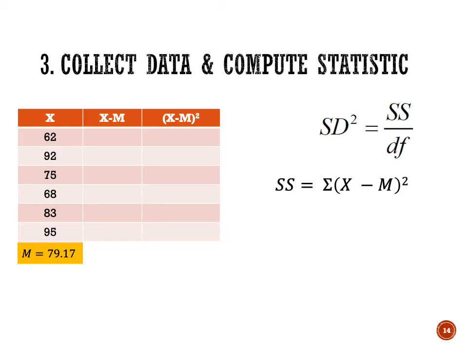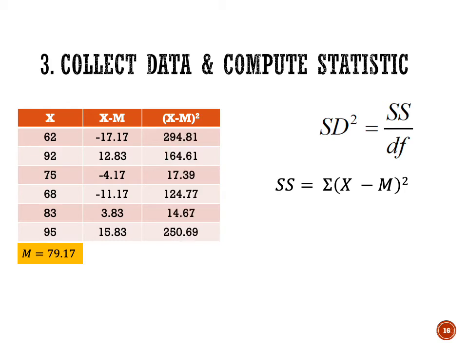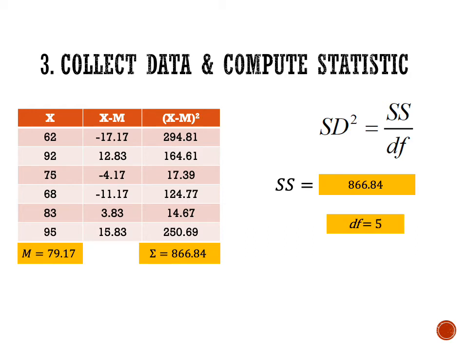We're going to take each deviation, square them, and then add it all up. So here are the deviations. That's each score minus the mean. And then here are all of those values squared. So I just multiplied each of them by themselves. And then the last step is to get the sum of all those values in the last column. So when I add all of that, here's the sum for all of those values. So our sum of squares equals 866.84.